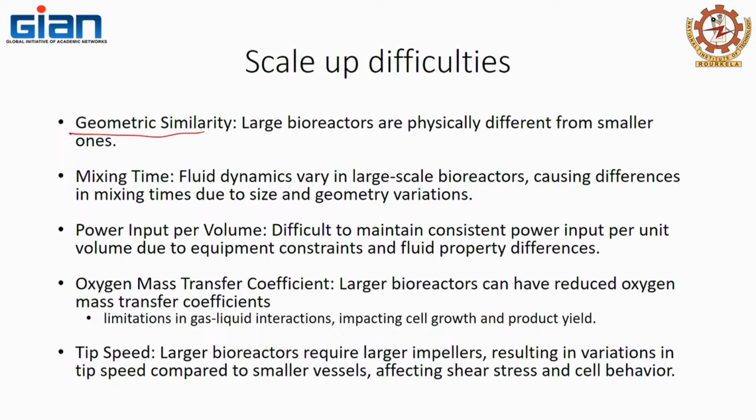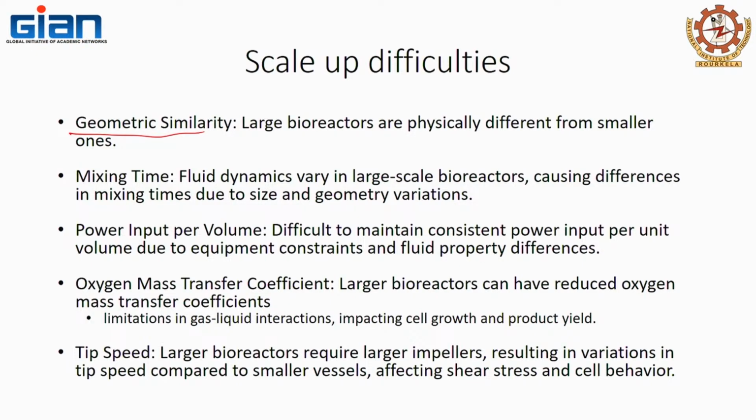It is not easy. Mixing time: the fluid dynamics vary in large scale bioreactors, causing differences in mixing times due to size and geometry variations. The power input per volume: it is difficult to maintain consistent power input per unit volume due to the equipment constraints and the fluid property differences. The fluid properties will change depending on the volume. Oxygen mass transfer coefficient: larger bioreactors can have reduced oxygen mass transfer coefficients. Why? Limitation in gas liquid interaction impacting cell growth and product yield.